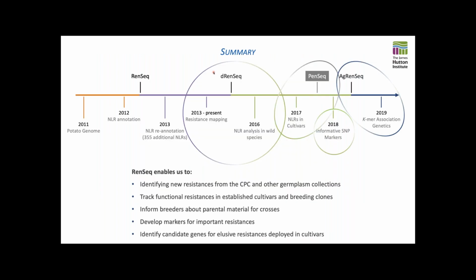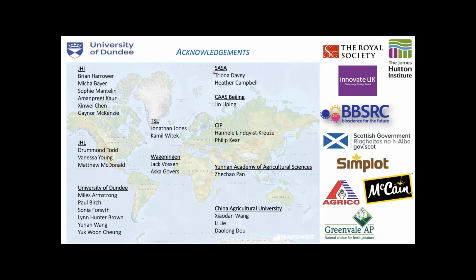So in summary, RenSeq allows us to identify resistances from the Commonwealth Potato Collection, but also other germplasm collections, and we're working with collaborators throughout the world. We can track functional resistance genes in cultivars and breeding clones. We can help breeders with the selection of good parental material for crosses. We can also provide markers for our breeders so they can track these resistances in segregating populations. And using association genetics, we can identify candidate genes for resistances that are already deployed in cultivars, but which remain elusive. And as I said early on, science is very international.